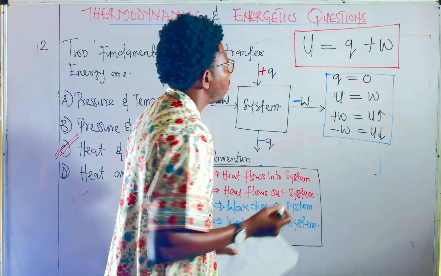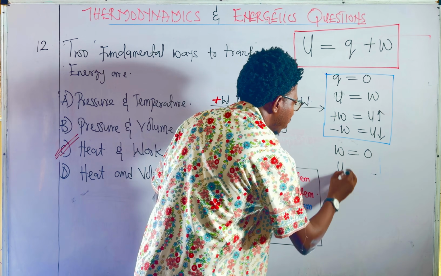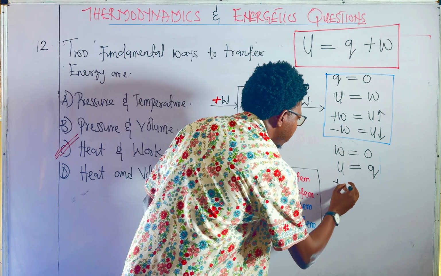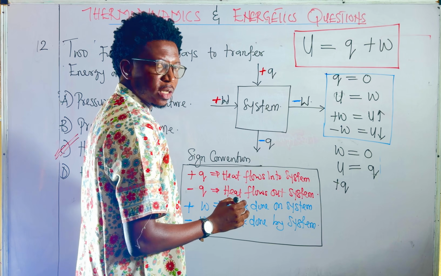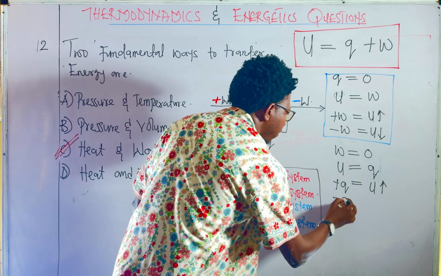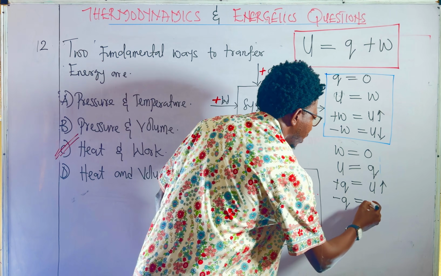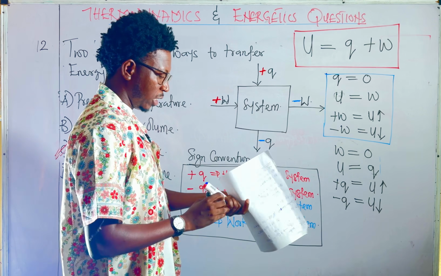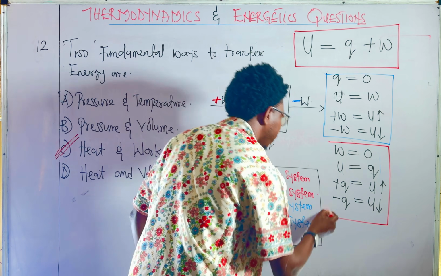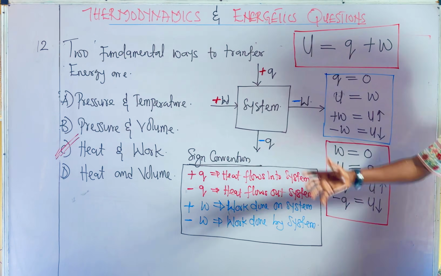Also, if W, which is work done, is equal to 0, internal energy depends only on heat flow. Positive heat flow, that means heat flowing into the system, will increase internal energy. Negative heat flow, that means heat flowing out of the system, will decrease internal energy. I hope this is very useful. So I'll give you time to write this. So pause.